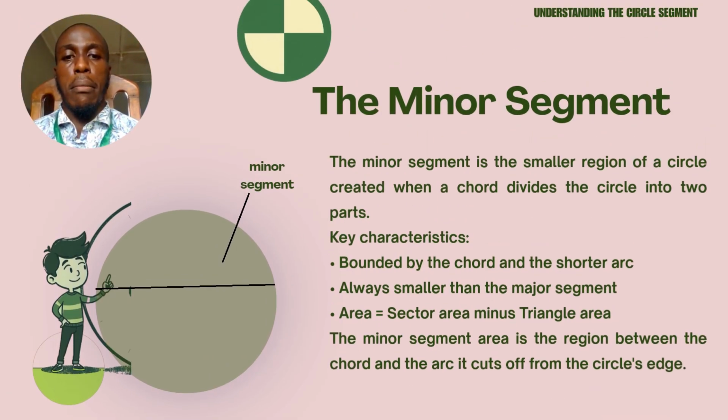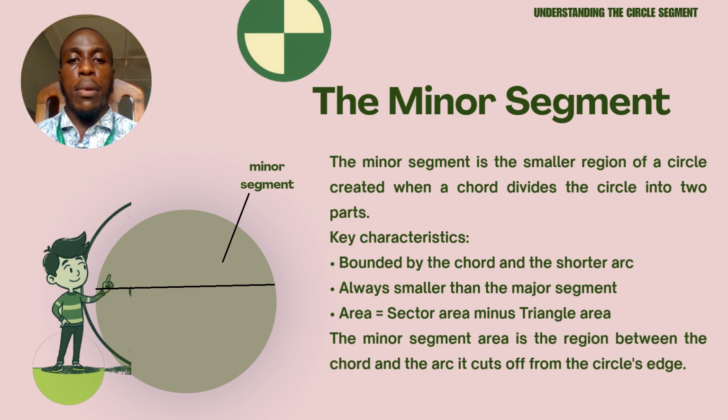Okay, so the minor segments. We have talked about the diagram differentiating between the major and the minor segment. And remember, I told you that the minor segment is the smaller portion being cut off by the chord, dividing the circle into the major and the minor segment. So, the first thing for you to know is that the minor segment is a smaller region of a circle created when a chord divides the circle into two parts.